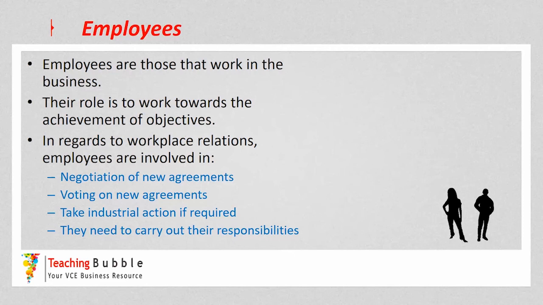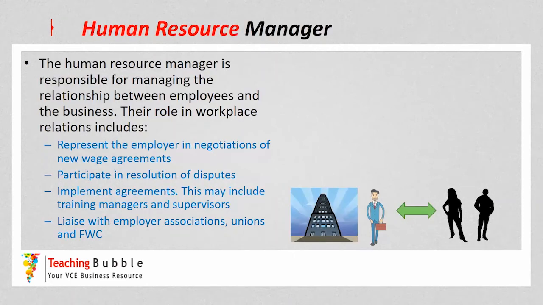So the next participant is the human resource manager, who's responsible for managing the relationship between the employees and the business. But more specifically in terms of workplace relations, what they will often do is represent the employer in negotiation of new wage agreements. So when the business or the employees are looking for a new wage agreement, because their past one has expired and they're looking for new wages and conditions, the human resource manager will normally represent the employer. Even though they are an employee themselves, they will normally represent the employer in those negotiations.